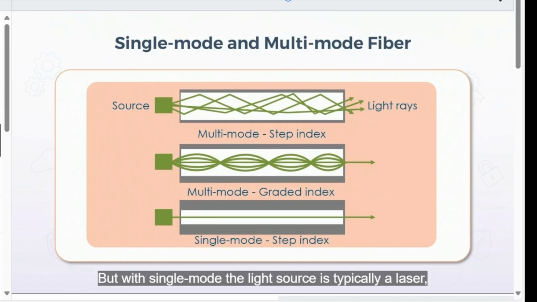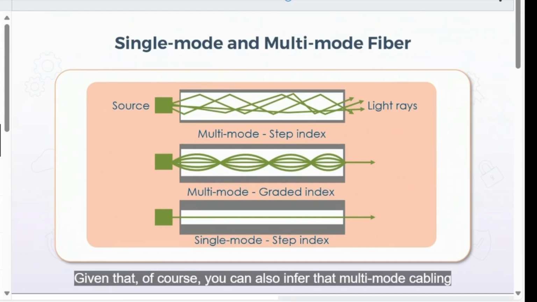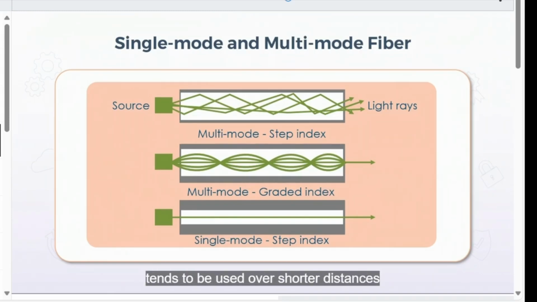But with single mode, the light source is typically a laser, which can produce a much more tightly focused beam. So single mode still uses the step index method, but with a very thick cladding. So any reflection or refraction may still be sharper, but in terms of implementation, single mode tends to be used over very large distances where the cable can be run in a much straighter manner, so there is simply less reflection and refraction to deal with. Given that, of course, you can also infer that multi-mode cabling tends to be used over shorter distances, and when the cable is generally unable to be run in a fairly straight line manner.